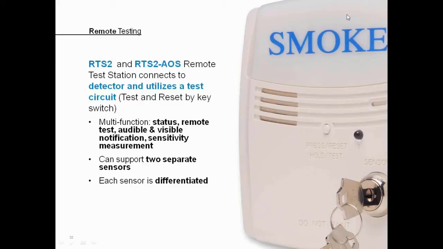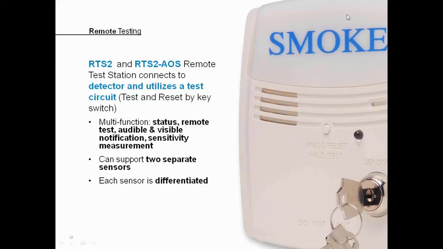This accessory also has the ability to support 2 separate sensors. So if you are taking advantage of the 2-sensor functionality when conducting testing, you'll first choose which sensor is to be tested, either sensor 1 or sensor 2. Then you can use the test button in the center of the device to complete the testing. As I mentioned, sensitivity testing can be completed at this device.